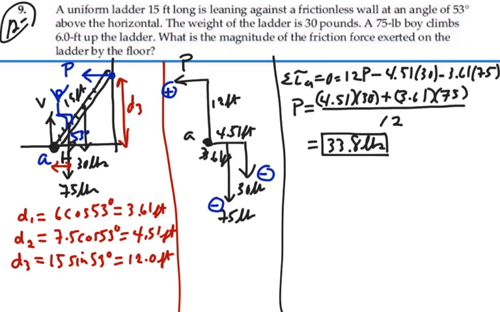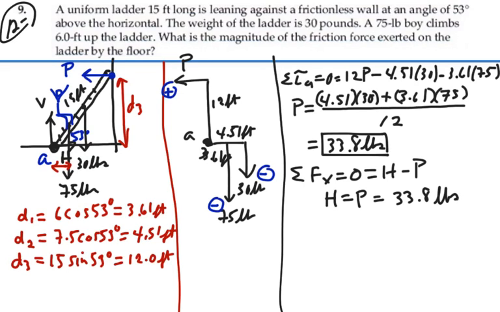But we want to find H. We want to find the transverse force of the floor on the ladder, which would be the friction of the floor on the ladder. Well, we realize that the summation of the forces in the x direction should be 0. In this case, that's equal to H minus P, because that's all we have as far as forces in the x direction. So H is actually going to be equal to P, at least in magnitude, 33.8 pounds. So the frictional force of the floor on the ladder, which is our force H, is 33.8 pounds, and that is our answer for this problem.